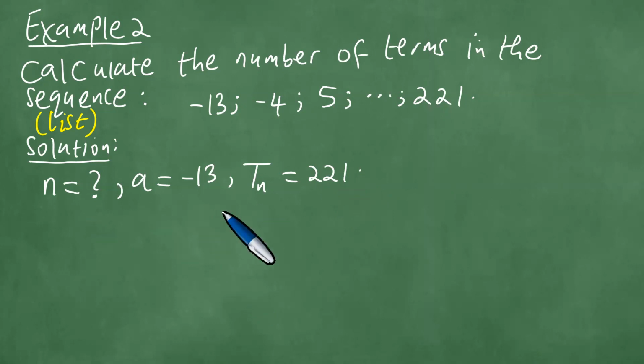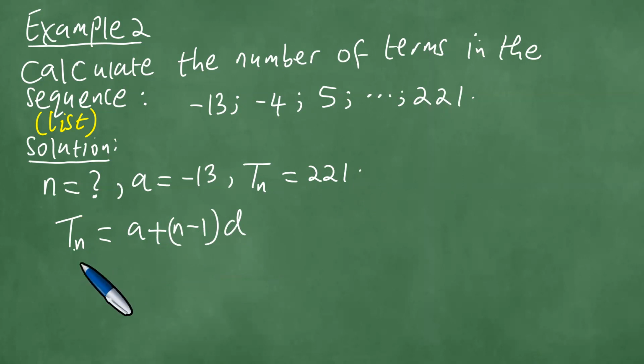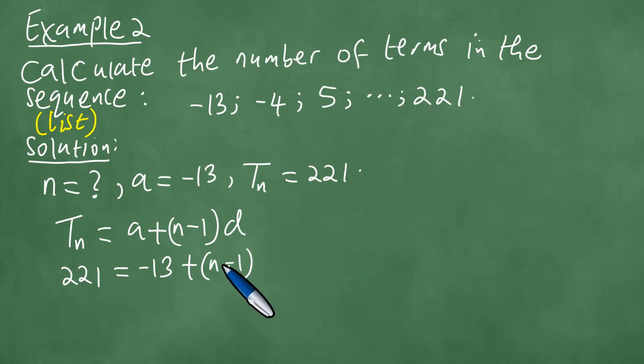With this kind of information that is given, this is not a series. It's not a sum, it's a list. So for sequences, we use the formula a plus n minus 1 into the common difference. Which means T sub n, 221, equals the first term, minus 13, plus n minus 1 times the common difference. Obviously, we just need the common difference. So what is the common difference? Let's just check.